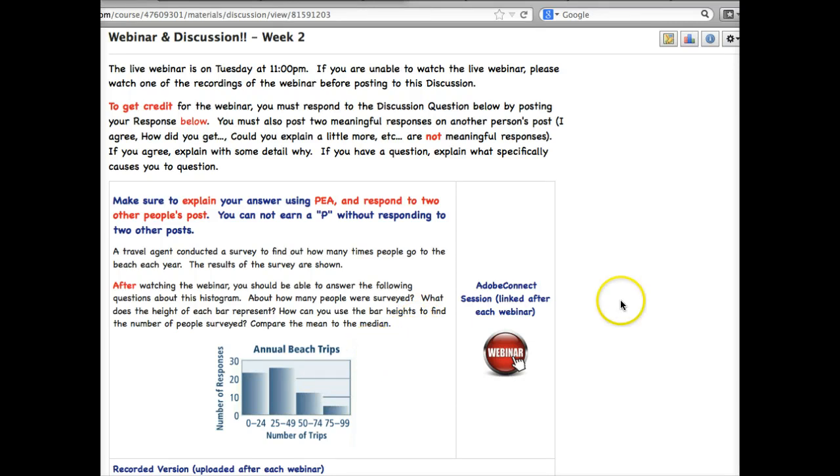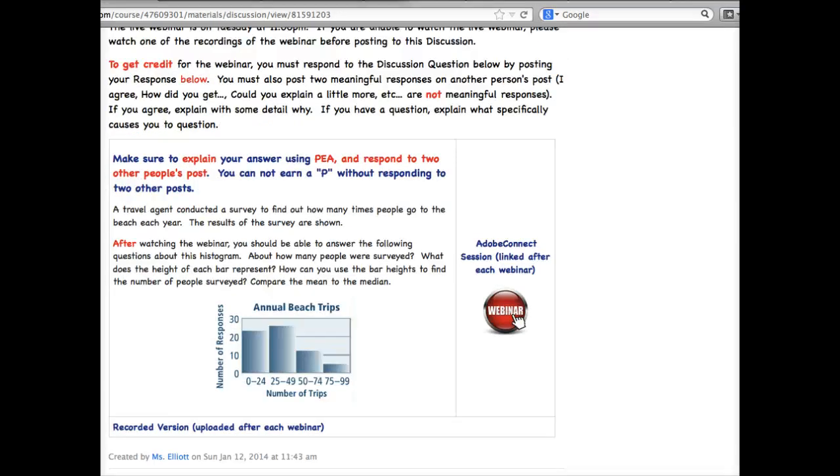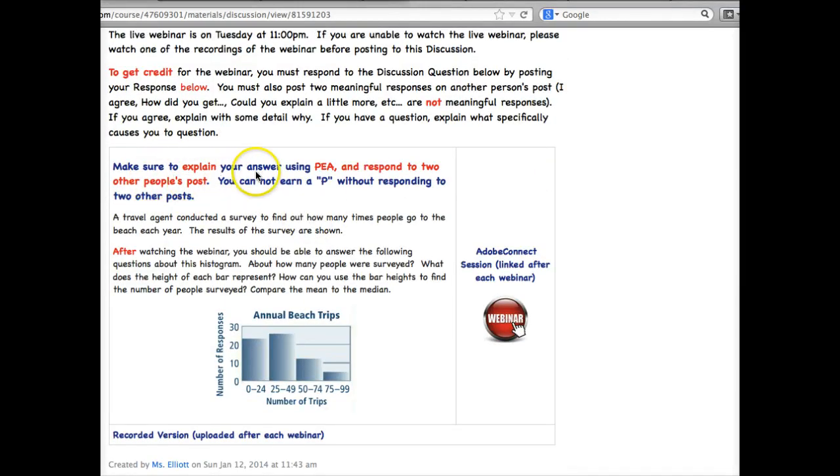The other key thing with this is that once you post, you'll be able to see other people's posts down here. If you're the first person that posts, then obviously you won't, but after you're done posting, and if you'll notice, I put it up here, make sure to explain your answer using PEA and respond to 2 other people's posts. You can't earn a proficient without responding to 2 other posts. We're trying to do that with all classes now. If there's a discussion, you have to go in and respond twice.